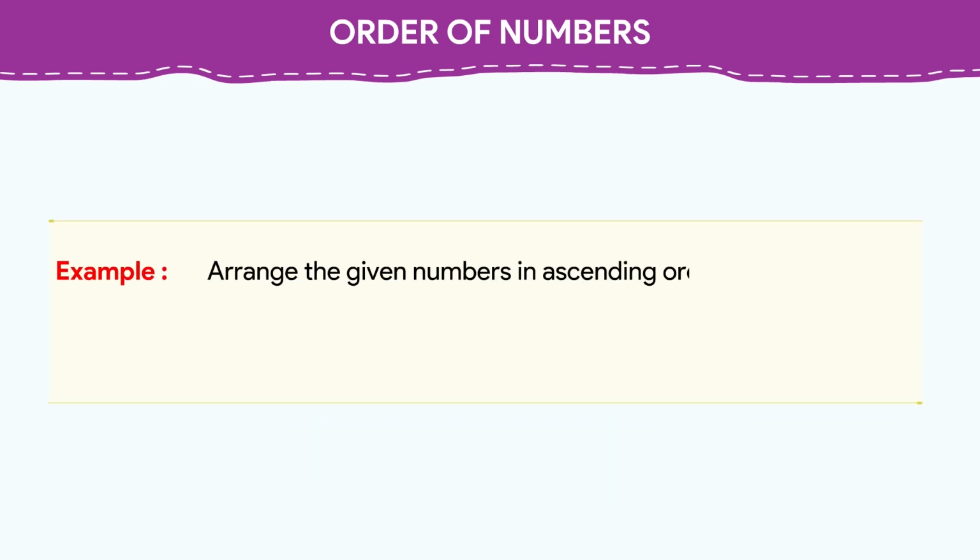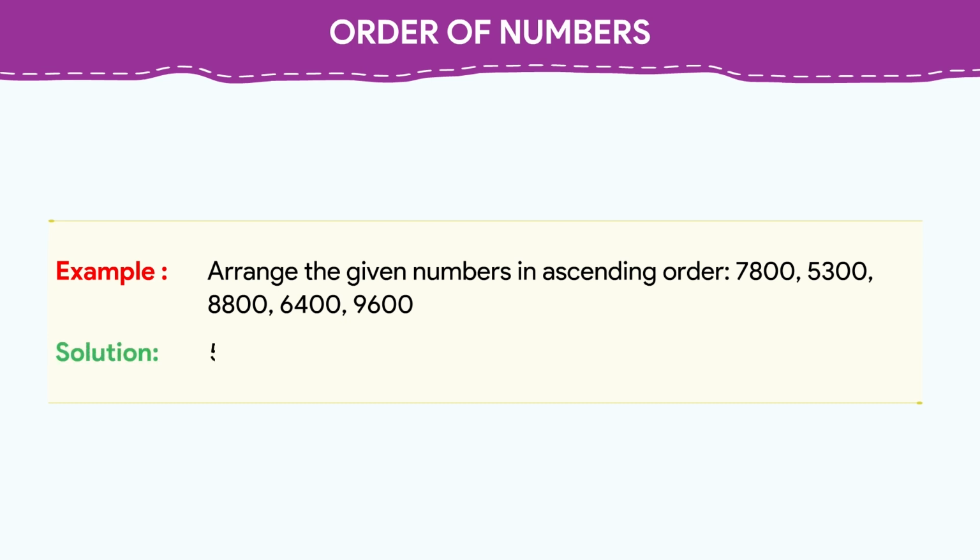Example: arrange the given numbers in ascending order: 7,800, 5,300, 8,800, 6,400, 9,600. Solution: 5,300 less than 6,400 less than 7,800 less than 8,800 less than 9,600.